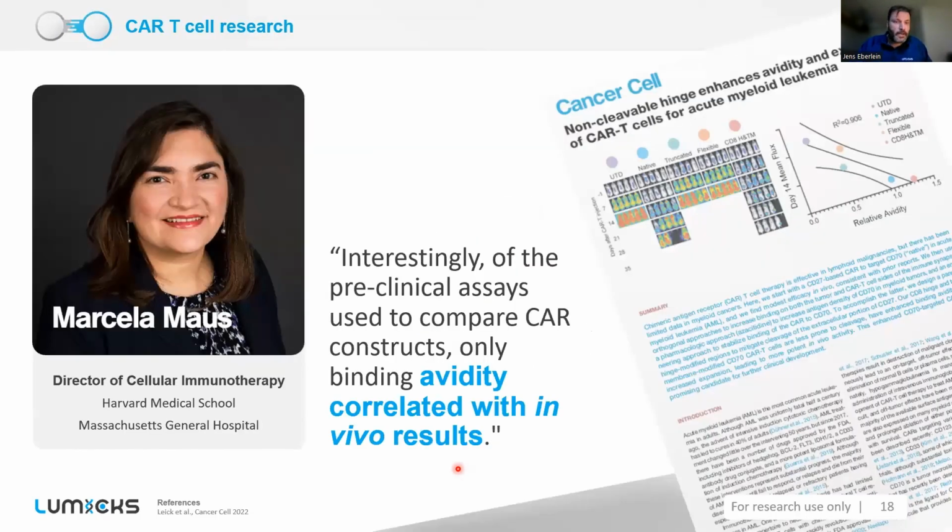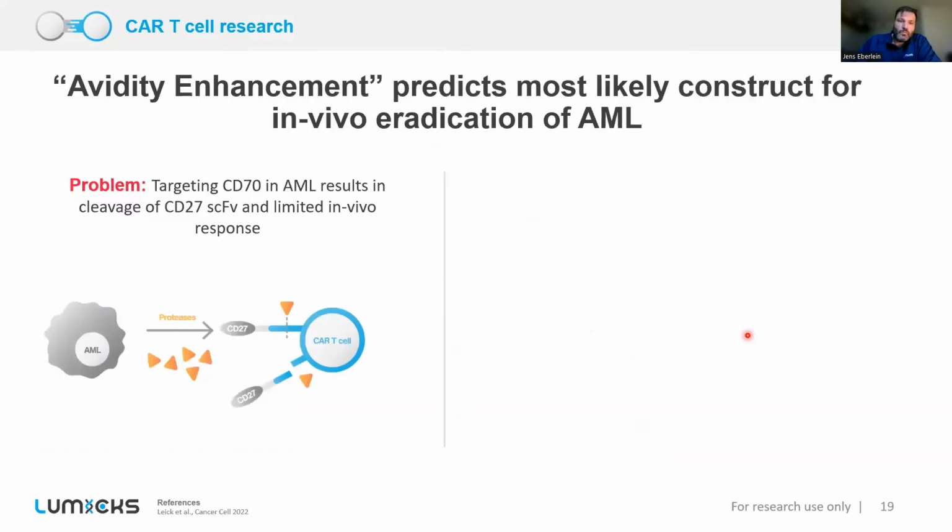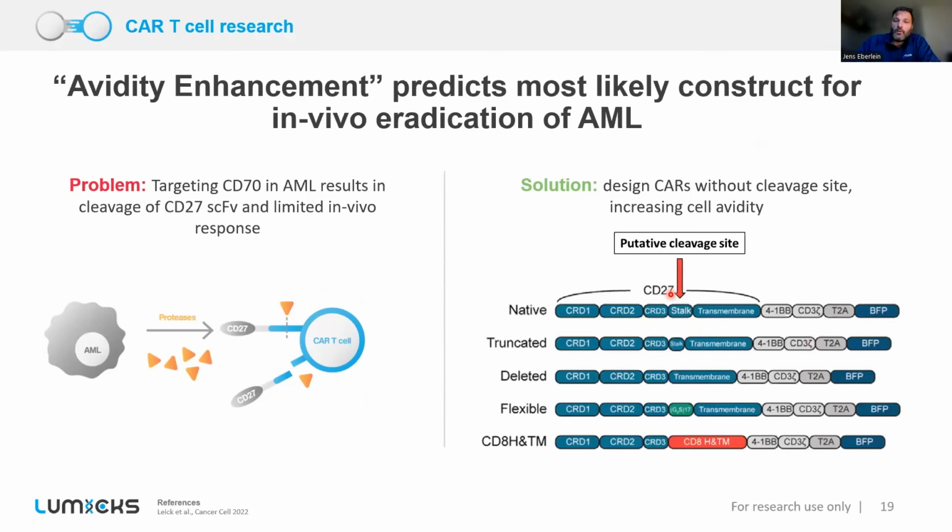Now I want to move on to some T cell examples, chimeric antigen receptor transduced T cells. This work was done by Marcela Maus's lab at MGH and was recently published earlier this year. She was interested in modifying her CD27-based CAR T cell, which is prone to proteolytic cleavage, to shedding of the receptor in the tumor environment, because it has a putative cleavage site here.